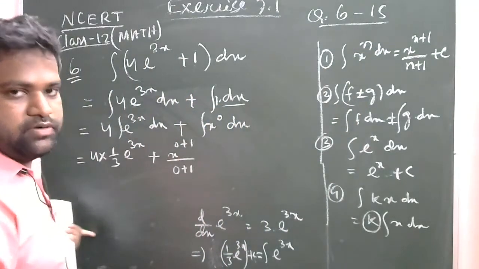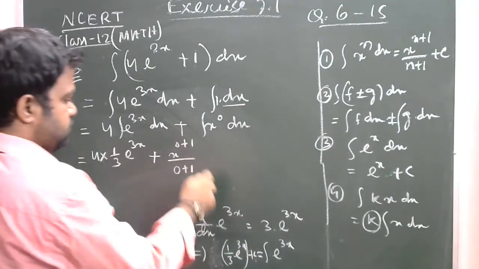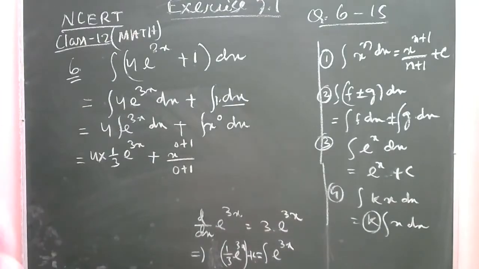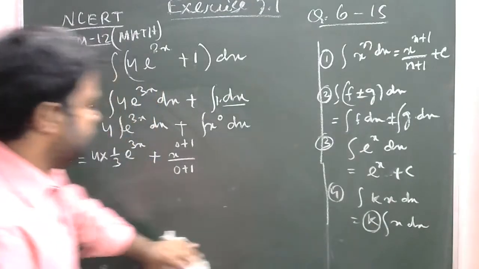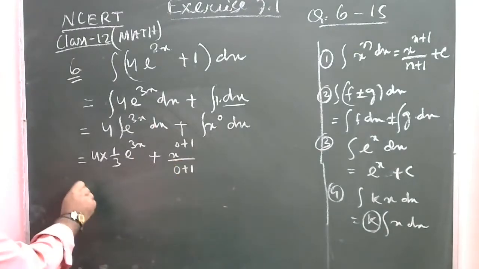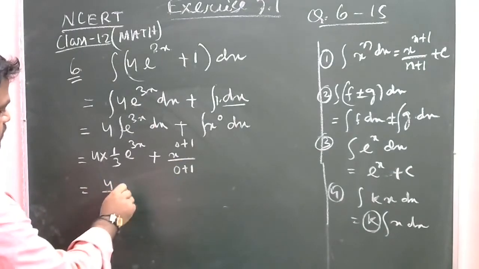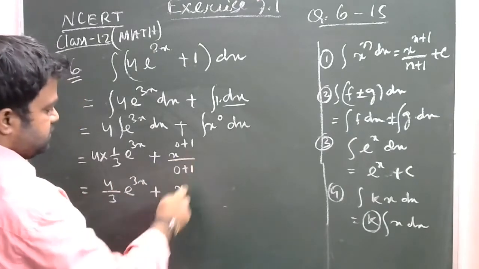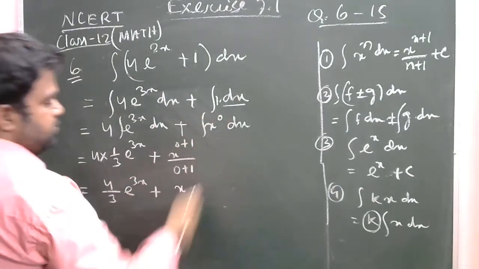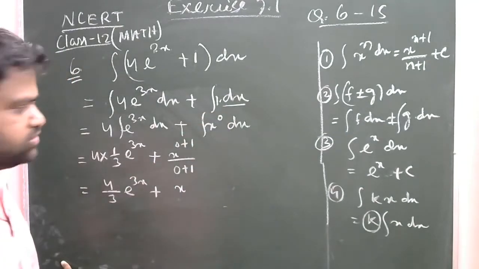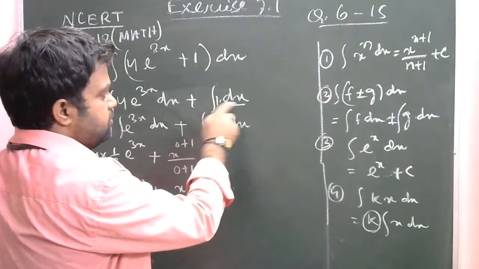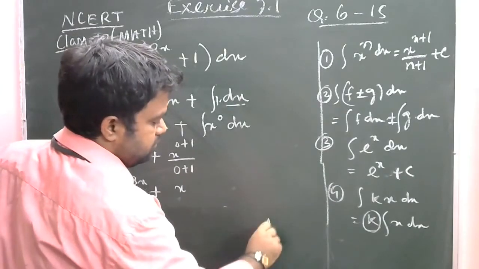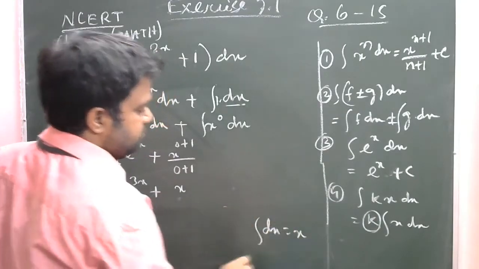We can replace the 1 in this way. So this one will be, we can write 4 upon 3 e to the power 3x plus x. Remember, in the next questions I will not do this one. Integration of 1 dx, or dx, is simply x. Okay, integration of dx is x.